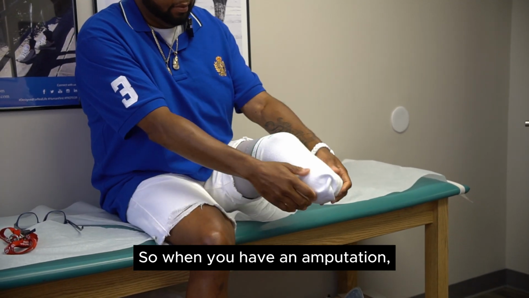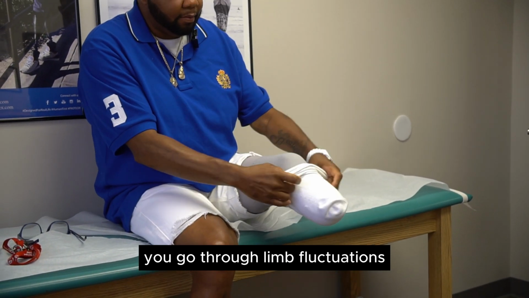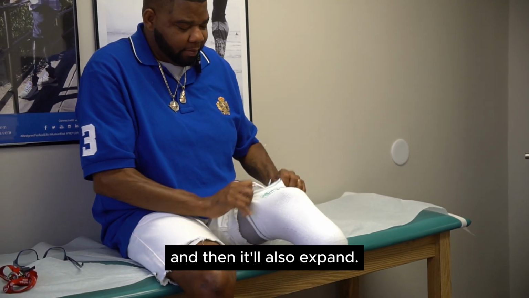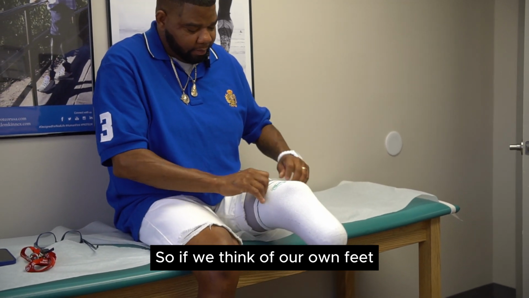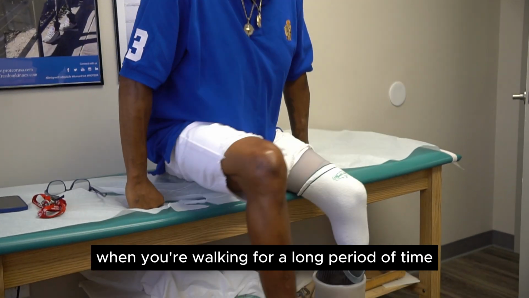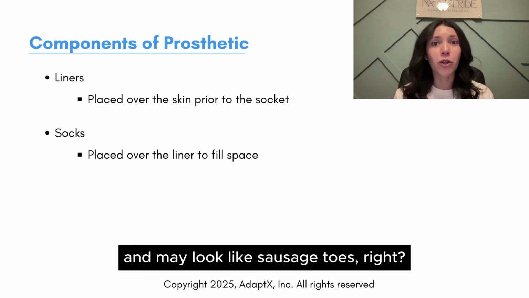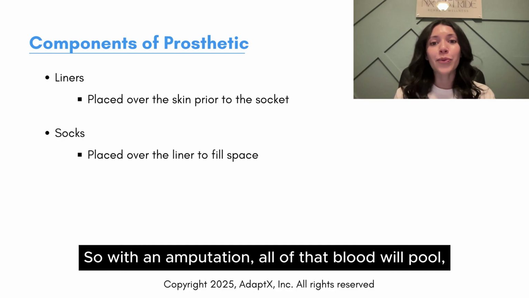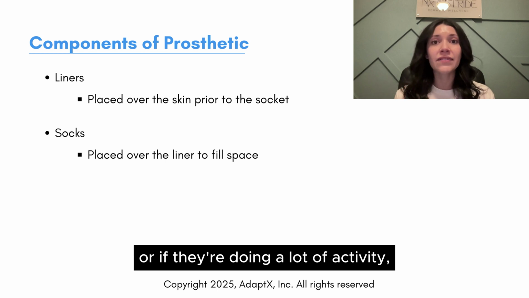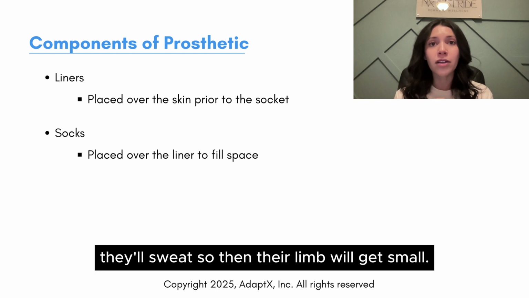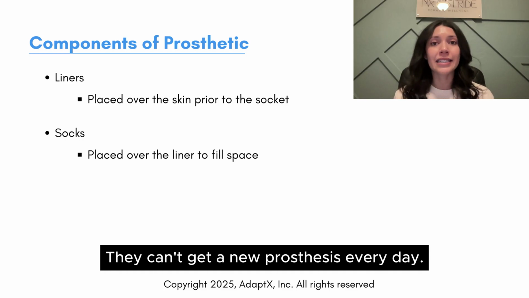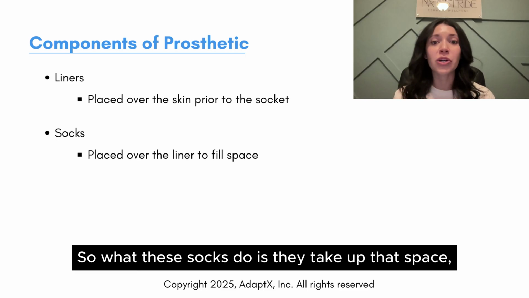When you have an amputation, you go through limb fluctuations where your limb will shrink and then it'll also expand. If we think of our own feet, when you're walking for a long period of time or sitting, you'll notice that the blood will pool and your feet are swollen and may look like sausage toes, right? With an amputation, all of that blood will pool, or if they're doing a lot of activity, they'll sweat, so then their limb will get smaller. They can't get a new prosthesis every day. They're going to have a different fit. So what these socks do is they take up that space.